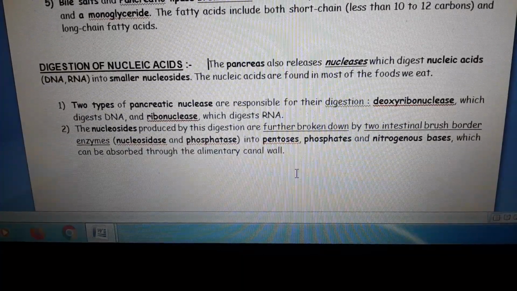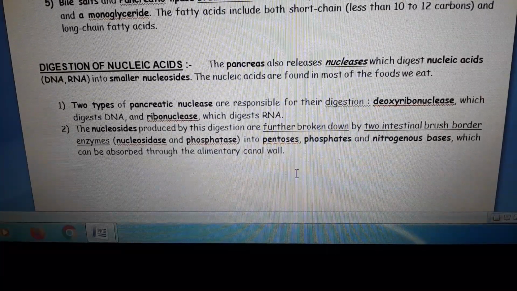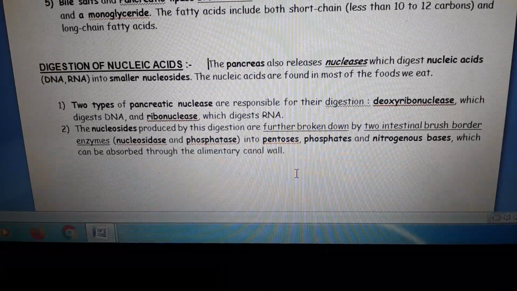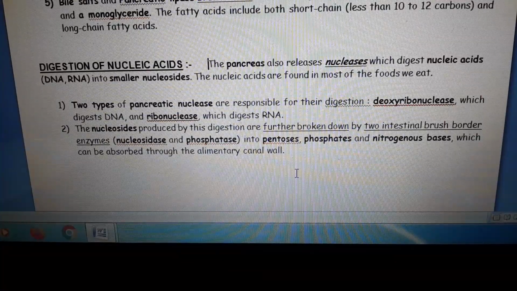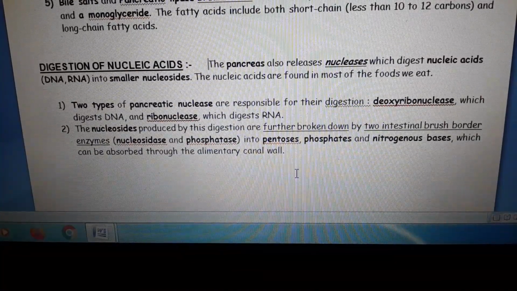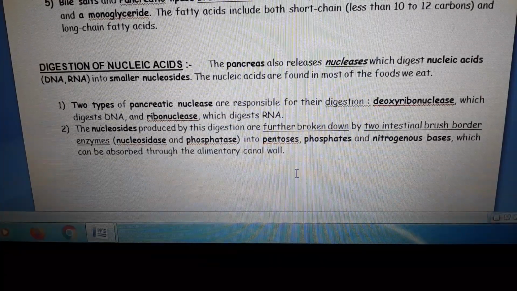So this is all about the digestion of carbohydrate, protein, fat, and nucleic acids, and also how they are digested by what chemical agents and by which mechanical processes. All aspects I discussed, and I hope that you clearly understand it.